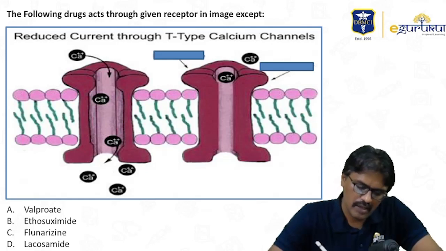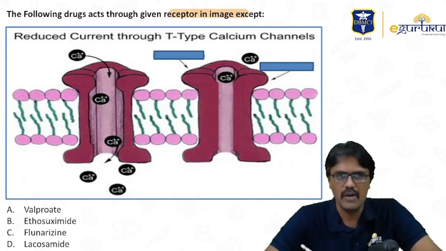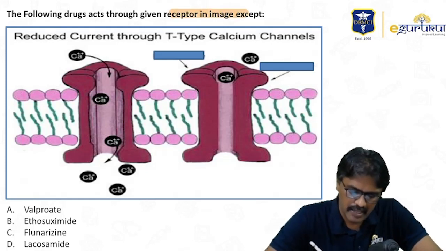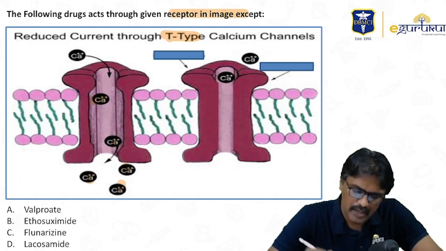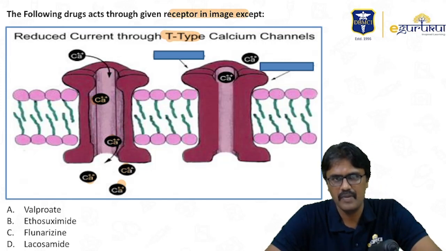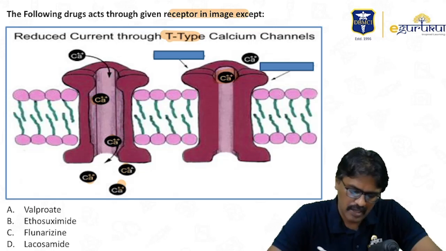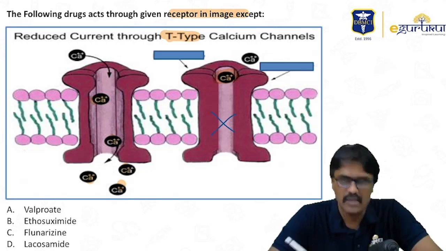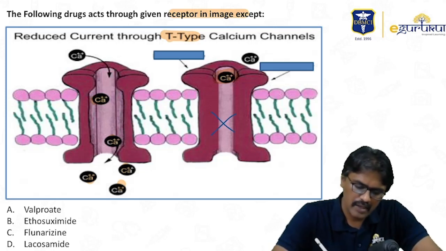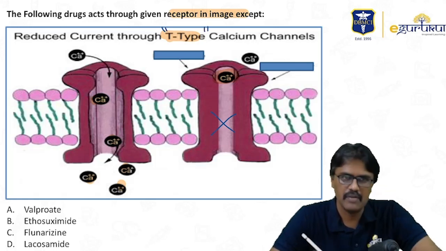Following drug acts to the given receptor in the image. Now what is that receptor? You can see here the calcium is moving inside, and this is the T type of calcium channel. So these drugs inhibit T type of calcium channel so that calcium will not move inside the cell. What are the drugs which act by inhibiting T type of calcium channel?